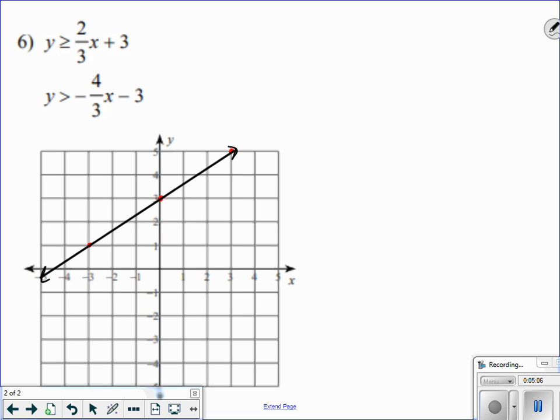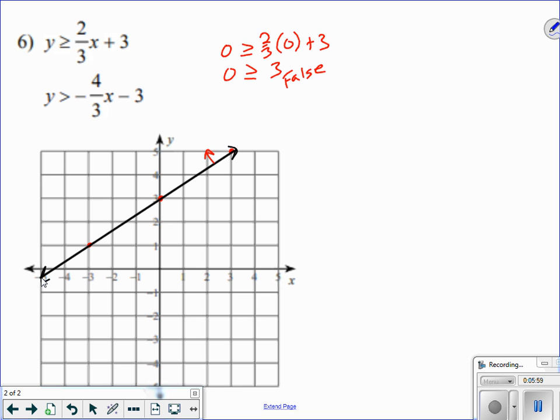And again, I need to decide which side of this line I should shade. So again, it doesn't go through 0, 0, so we'll use 0, 0. So I'm going to put a 0 in for y, greater than or equal to 2/3 times 0 plus 3. So 2/3 times 0, of course, is 0. 0 plus 3 is 3. So we get 0 greater than or equal to 3. Well, that is a false statement. So again, that means we're going to shade the side of the line that does not have 0, 0. So in this case, we'd kind of be shading, I guess you could say, above that line.